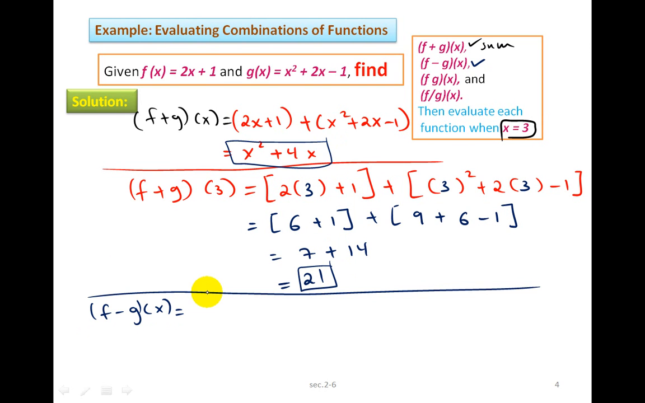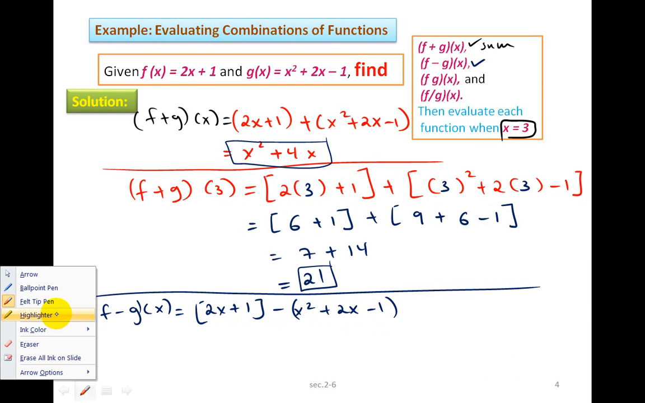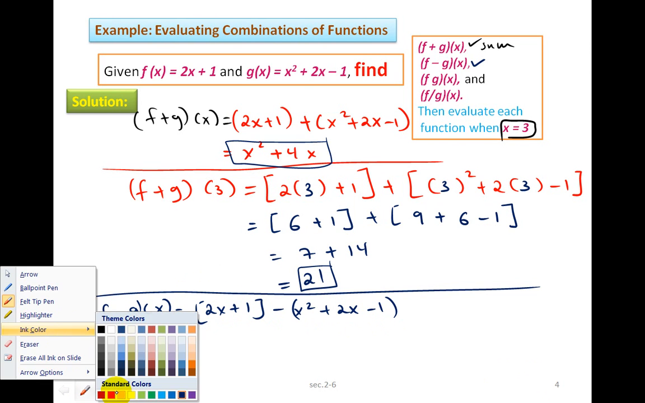Alright, so same thing again. Take the f minus the g, which is here 2x plus 1 minus x squared plus 2x minus 1. Alright, so now let's start subtracting.